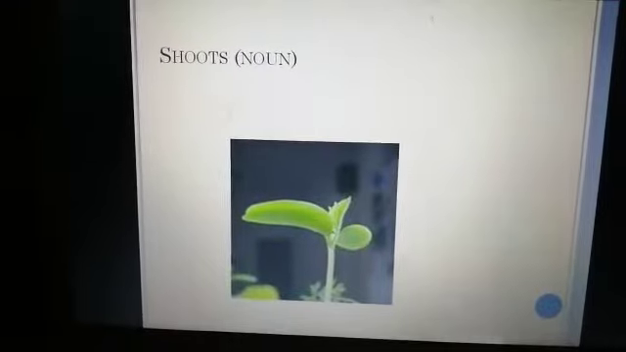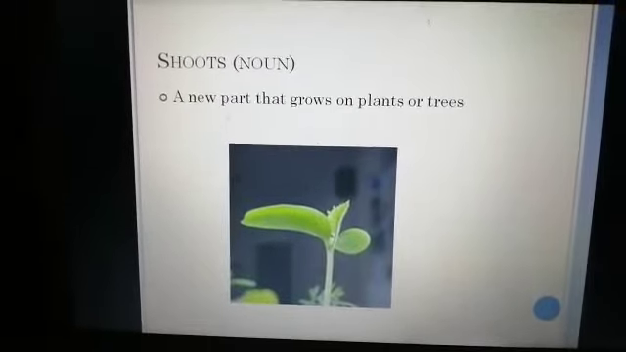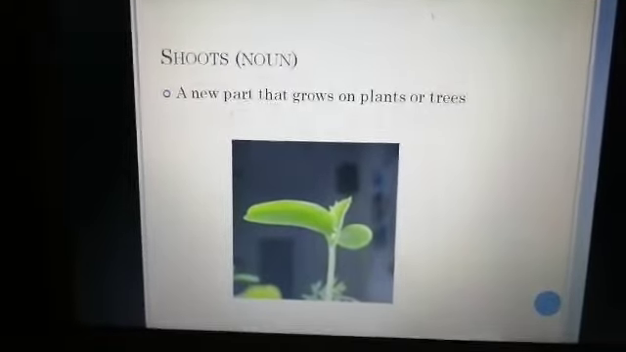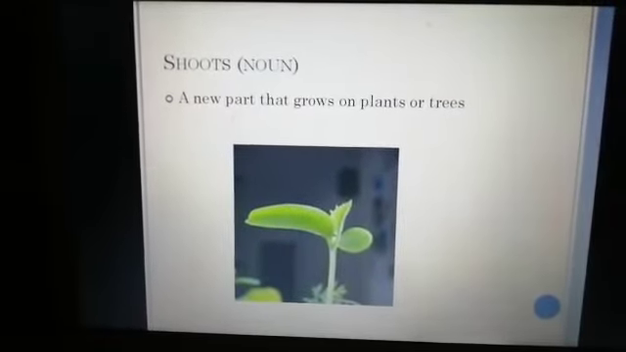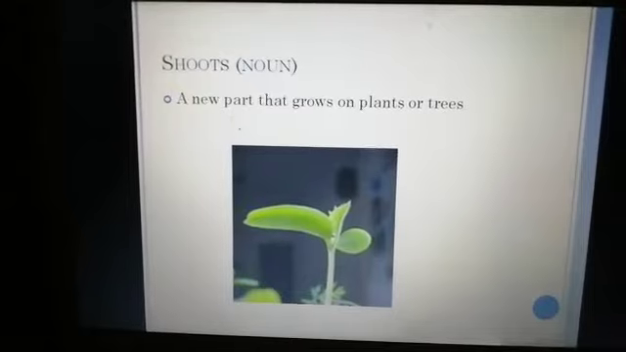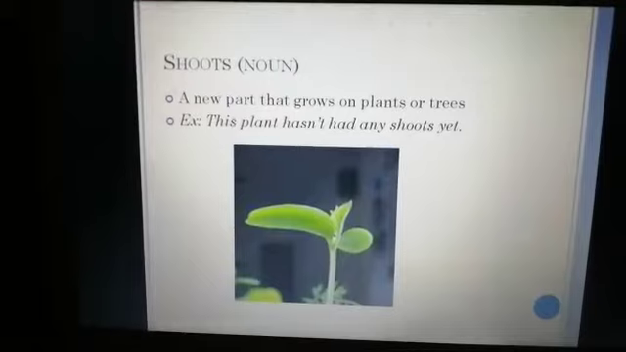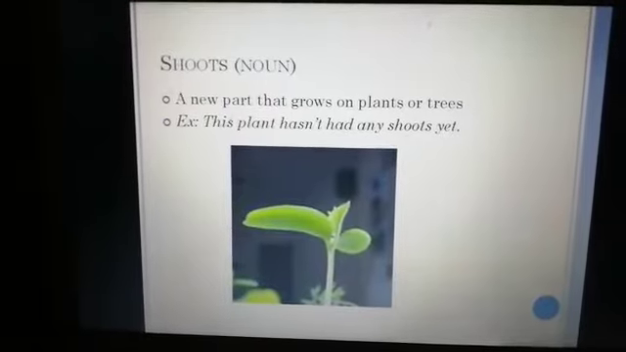Okay, the word shoots, it's a noun, and as you can see, it's the new part that grows on plants or trees. For example, this plant hasn't had any shoots yet.